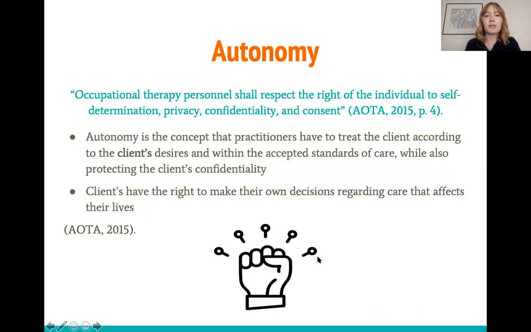Okay, so the next one is going to be autonomy. This is occupational therapy personnel shall respect the right of the individual to self-determination, privacy, confidentiality, and consent. So autonomy is this concept that practitioners have to treat the client according to the client's desires, but also maintain the standards of care that are accepted for your profession, and while maintaining and protecting the client's confidentiality. So this means that clients basically have the right to make their own decisions regarding care that affects their lives.